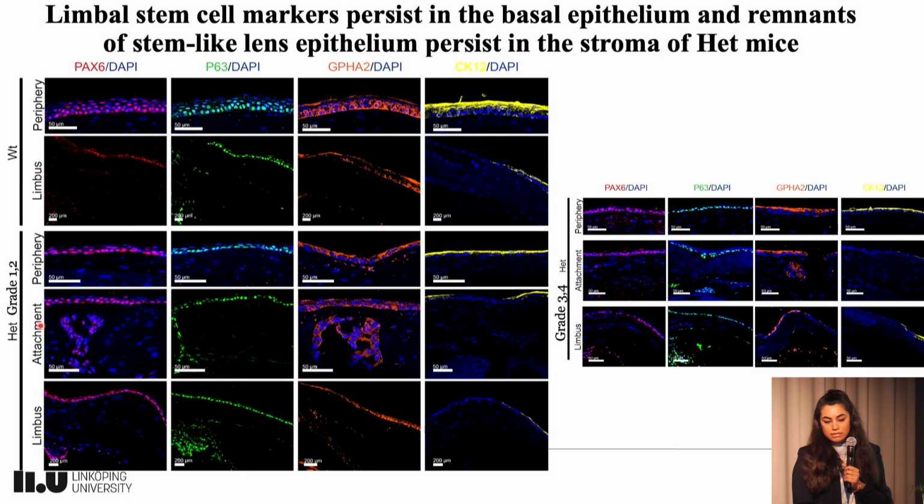And you may ask what this population in the stroma is. This row shows the attachment. These are the remnant material of the lens, resulting from the incomplete development in the perinatal period, and we were surprised that they were also positive for limbal stem cell markers. So we guess that they are kind of stem-like cells.